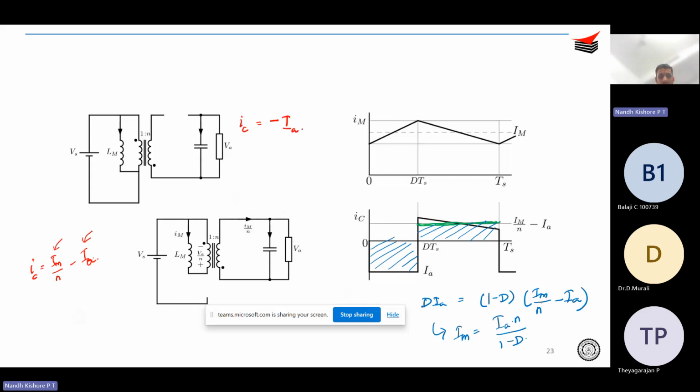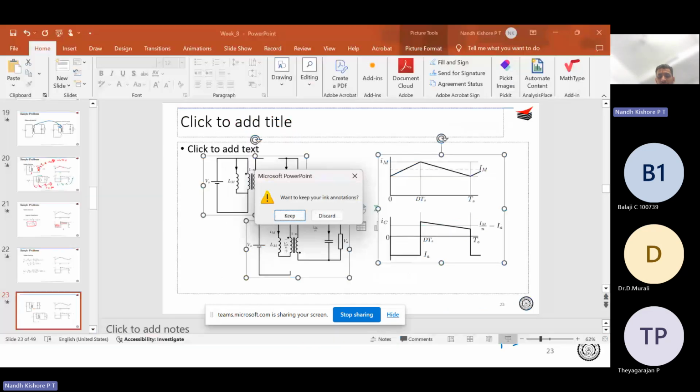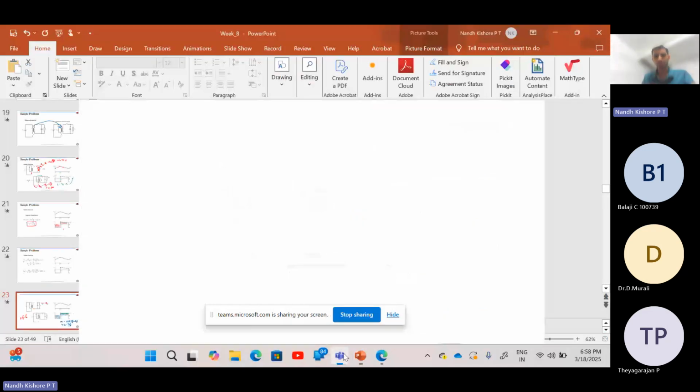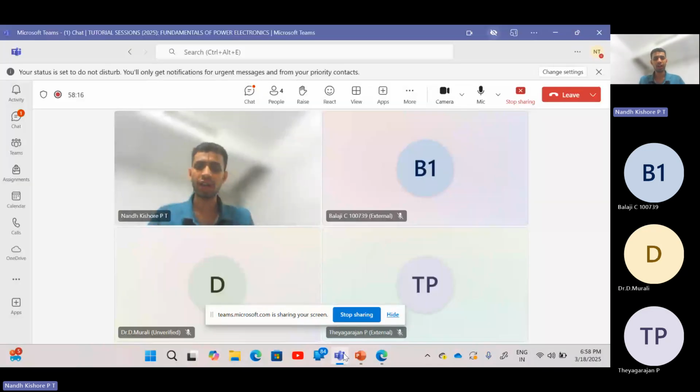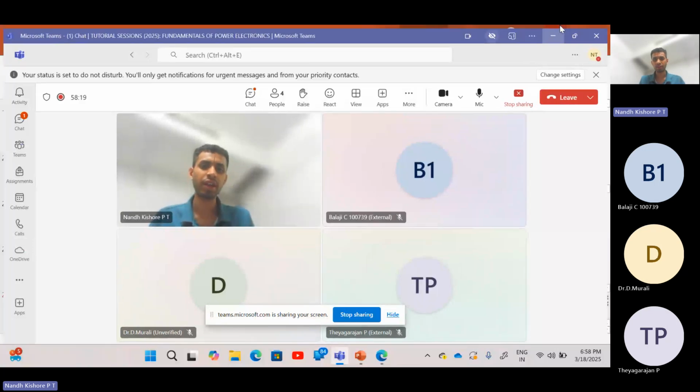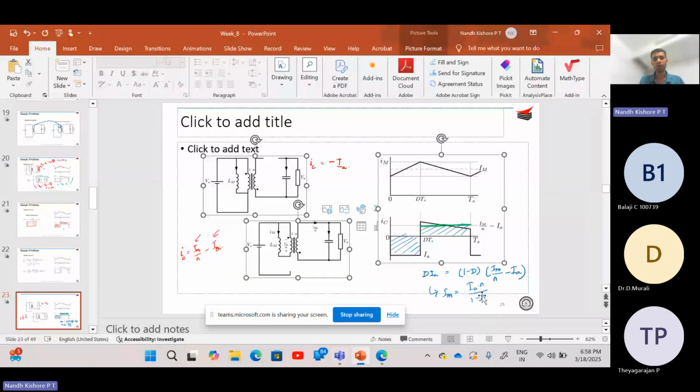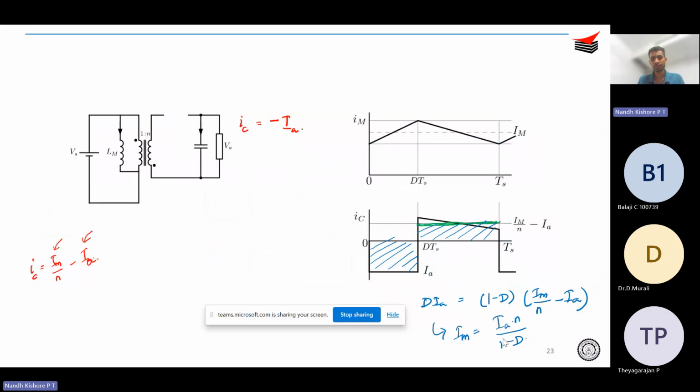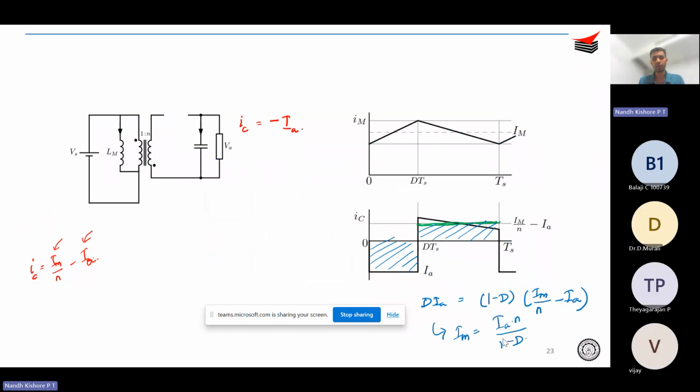So let me just pause over here. Is this point clear? How Im is obtained? Can anyone unmute and tell if this is not clear? I can explain it once again. Okay. How Im is obtained? That is from capacitor charge balance. If you guys need a minute, I'll just wait here for 1 minute. You can just go through this.